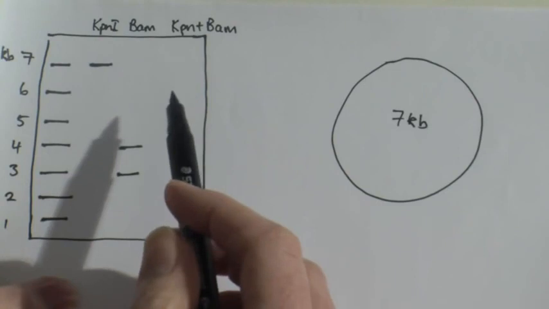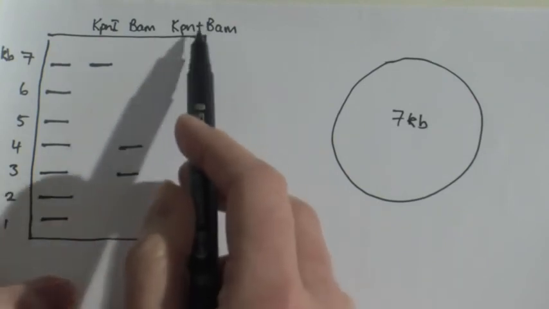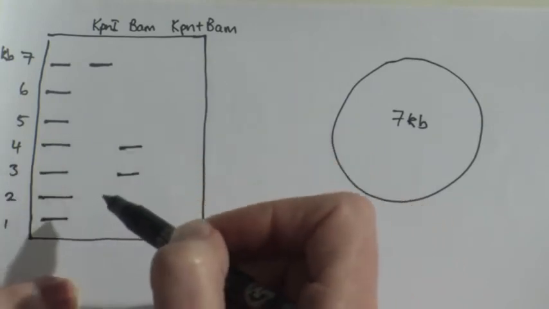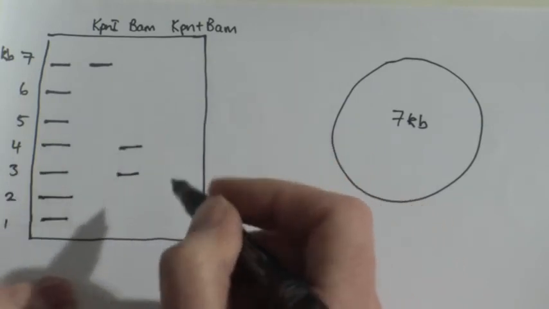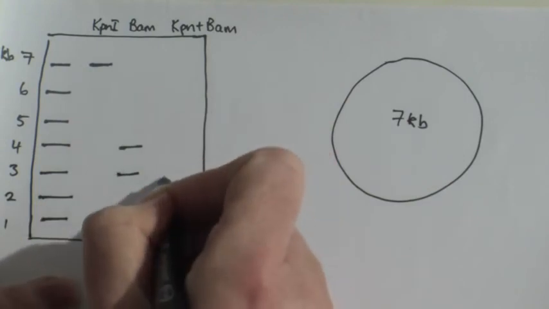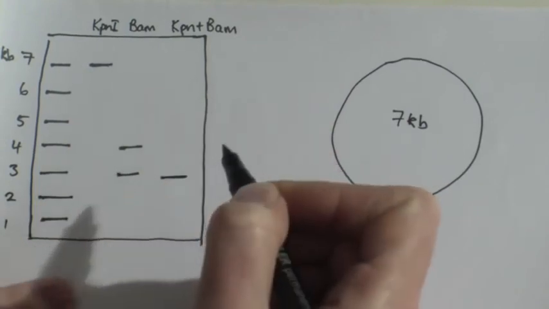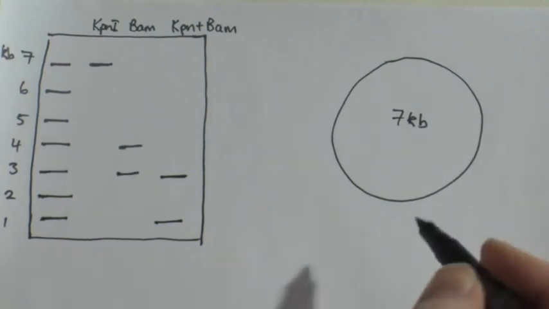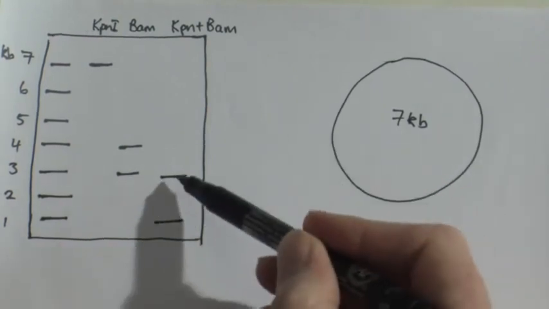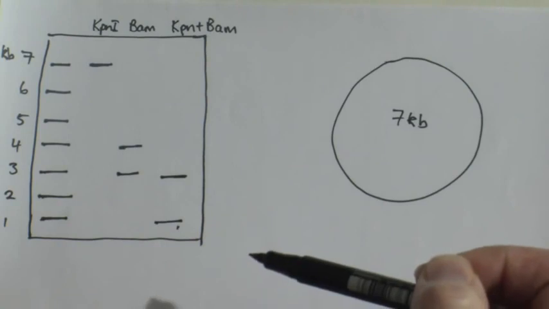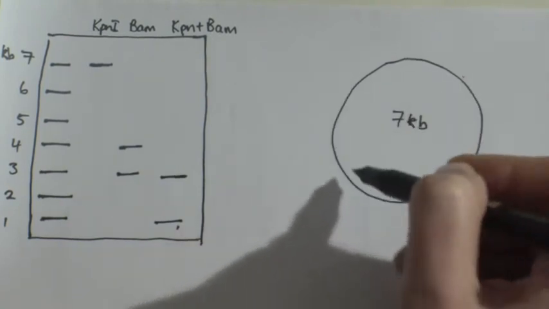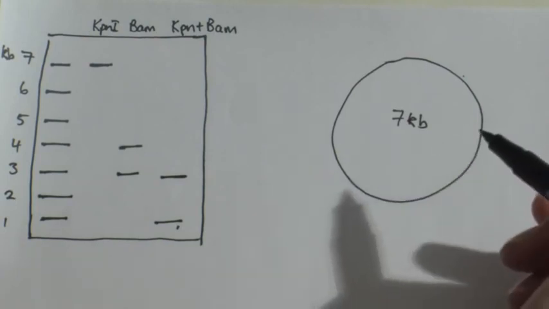Now, if I do a double digest, in this example I used KpnI and BamHI together, a double digest of the plasmid gave me a different pattern of bands. In this case, I have a band here at 3 kilobases and a band down here at 1. So the complication is trying to figure out how I managed to get this banding pattern and where the restriction sites occur in relation to each other on this plasmid.